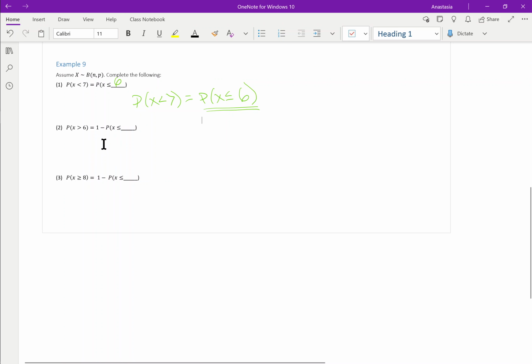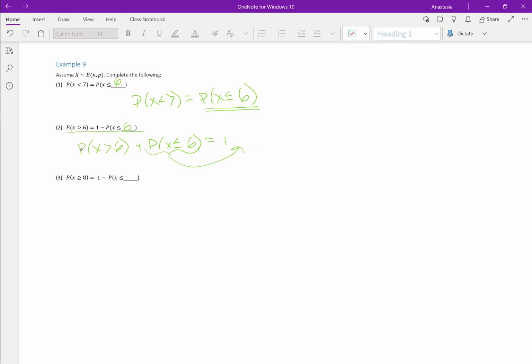Well, the only two possibilities for X is that it either is greater than 6 or it's less than or equal to 6. And those two possibilities, the probability of X greater than 6 and the probability of X less than or equal to 6, if we were to add them together, it must be equal to 1 because that encompasses all of the possibilities. So then we could rearrange this. We could subtract this from both sides, which would end up moving it over to the right. So we end up getting what we need, which is the probability that X is greater than 6 is equal to 1 minus the probability that X is less than or equal to 6.